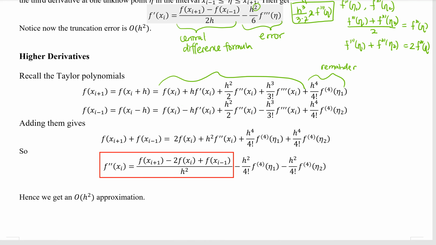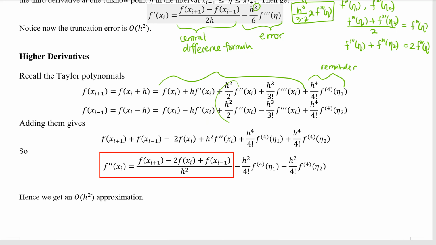Now, add those two equations because we want to approximate f prime prime. So we don't want f prime. We add them, then we can cancel out f prime. Okay, so on the left, we have f of xi plus 1 plus f of xi minus 1. And then here we have 2 of f of xi. And then here the f prime cancel.